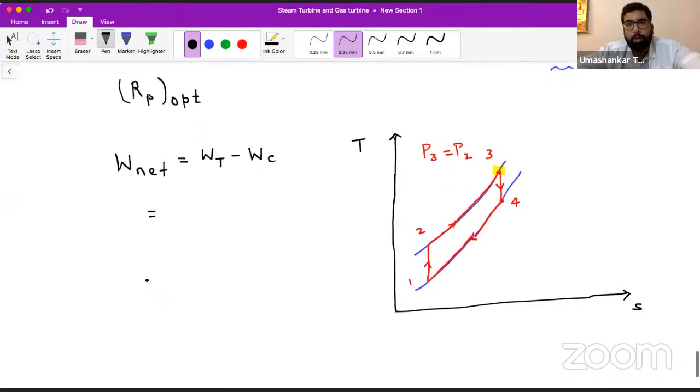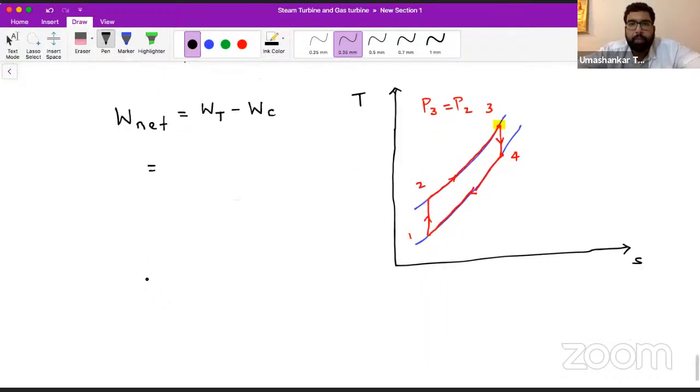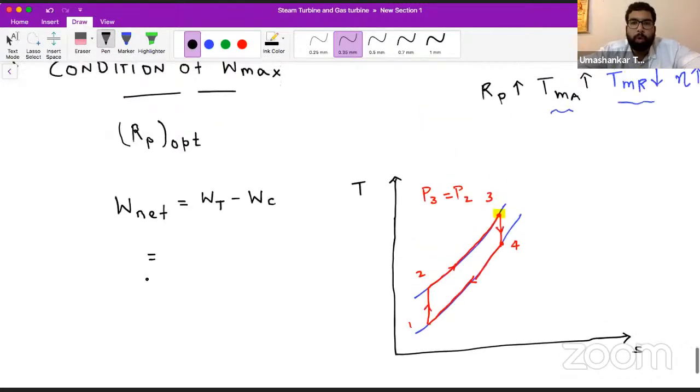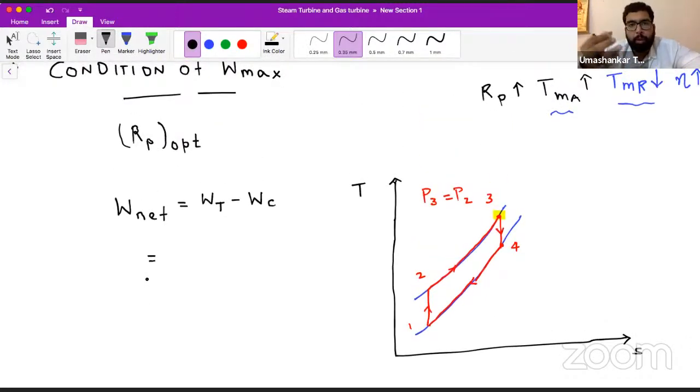Whatever changes happen in the specific volume will follow the rules of isentropic expansion, constant pressure heat addition, and heat rejection. So it is changing mostly. You can find it by your general relations, and if you want to go deep into compressible flow, you have to watch the previous lectures. So now continuing from here, we have net work equal to turbine work minus compressor work.